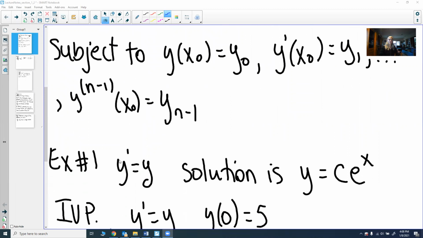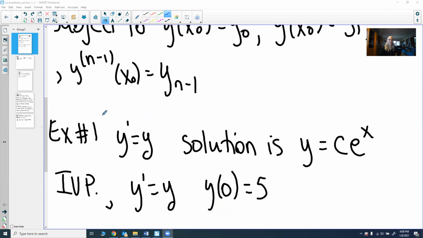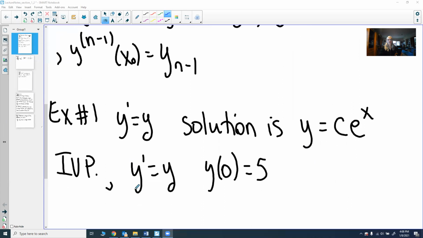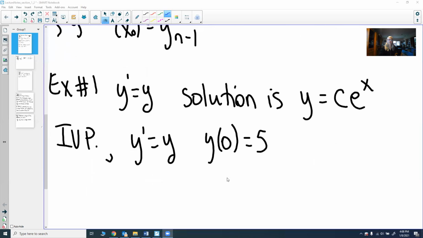So let's go ahead and do an example. Let's say we happen to know that y prime equals y, and we know the solution of that is y equals c e to the x. Right now, we're not going to show you how we find that solution. We'll be doing that later and then putting this initial value problem with it. Your initial value problem would actually give you the differential equation y prime equals y, and then tell you that y of 0 equals 5.